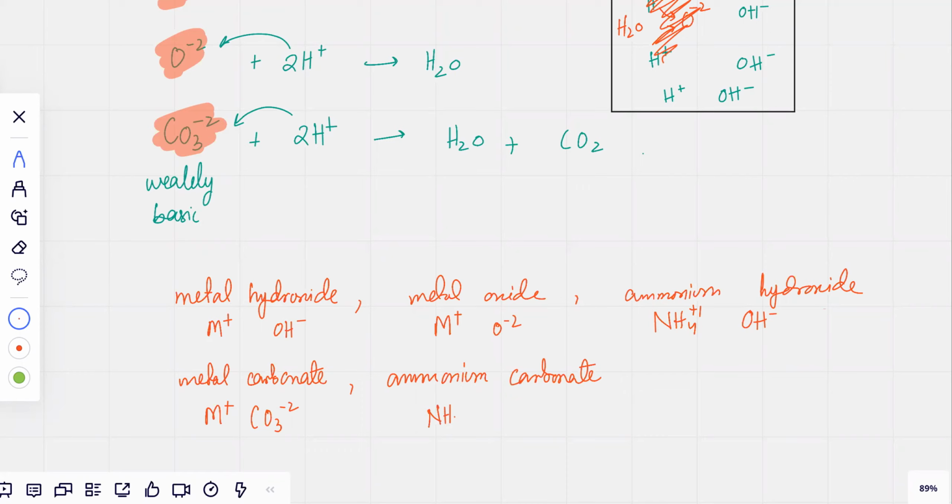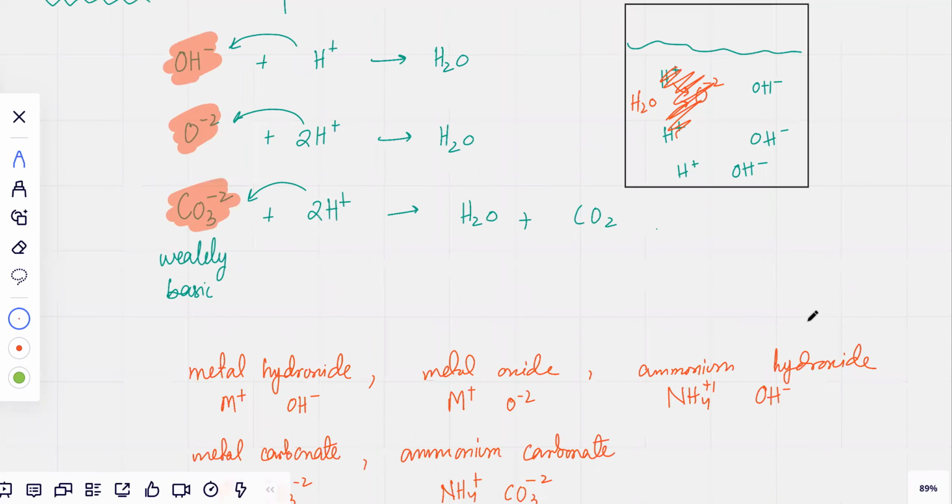So it's going to be NH4 plus 1 attached to a CO3 minus 2 ion, right? Any compound that has any of these three ions, that's what a base is. So it could be NaOH. It could be Mg with OH ions, Mg2 plus, OH minus 1, so it's going to be Mg(OH)2.